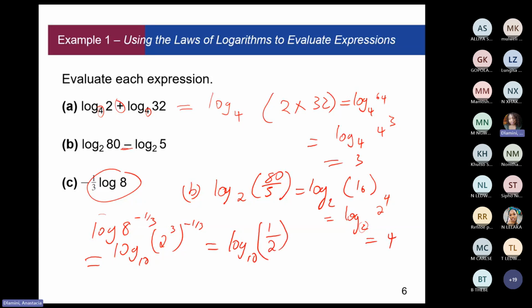And because you can't find a value such that when you power it, it gives you half, in this case, you will have to use a calculator. But because in this module we're not using calculators, I will not give you number C in the exam or even in the assignment.